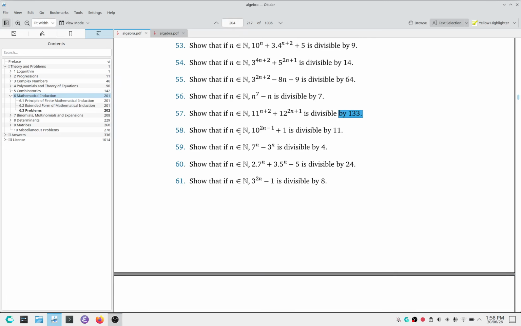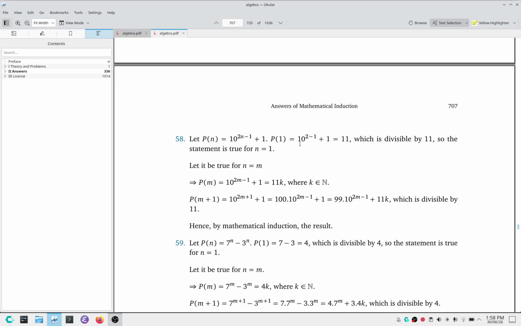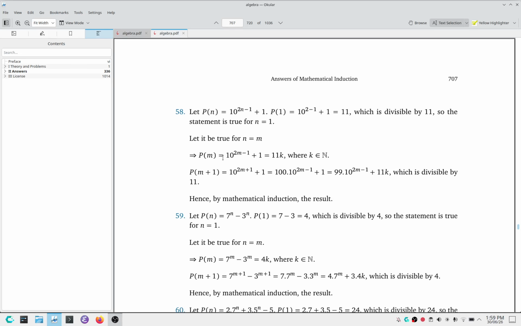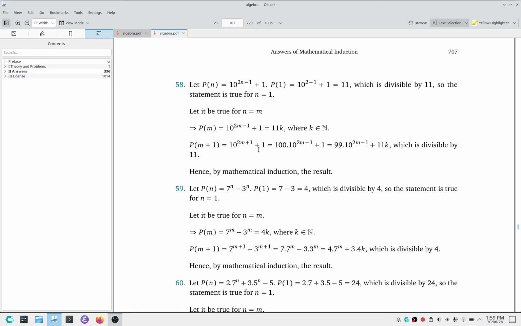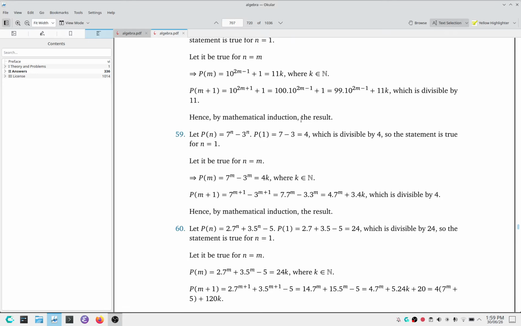Now we move on to question 58, which says that 10 raised to the power 2n minus 1, plus 1, is divisible by 11. So we put n equal to 1, we get 11, which is divisible by 11. Now P(m) is 10 raised to the power 2m minus 1 plus 1 equal to 11k. Now we put m plus 1, we get 10 raised to the power 2m plus 1, which is equal to 100 times 10 raised to the power 2m minus 1 plus 1, which is equal to 99 times 10 raised to the power 2m minus 1 plus 11k, which is divisible by 11.